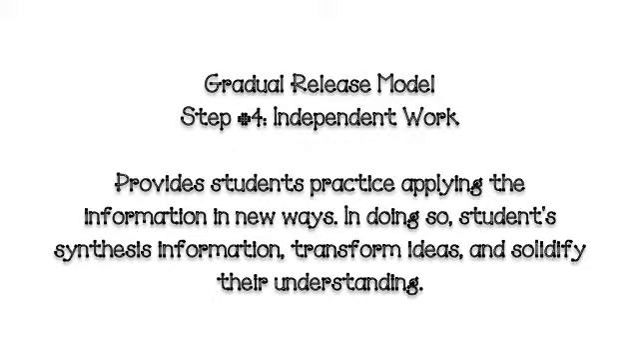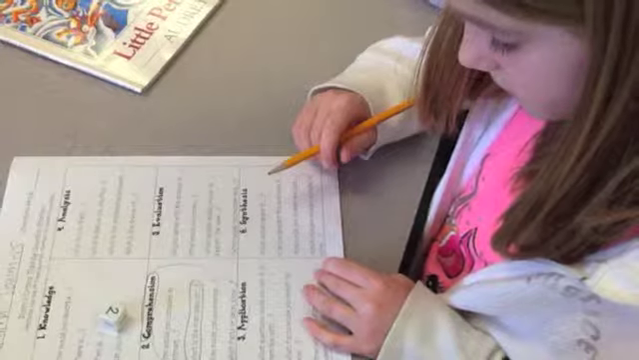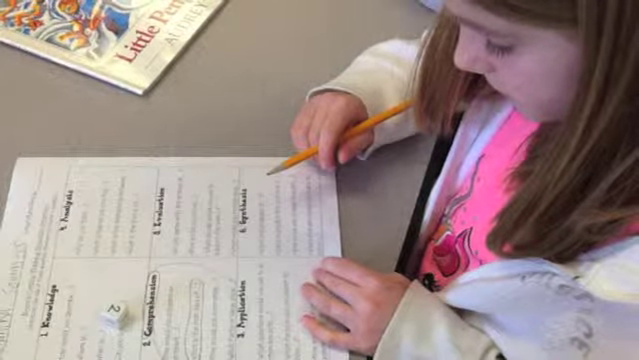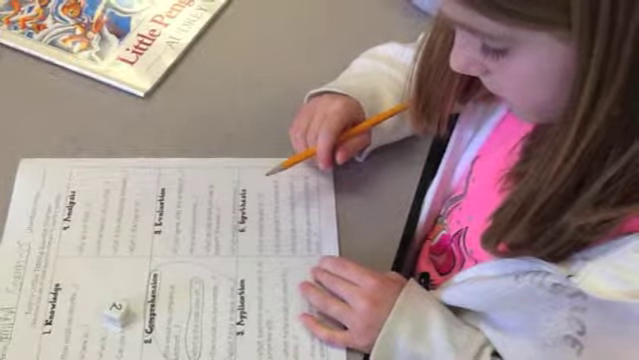The final step in this process is independent work. This provides students practice applying the information in new ways. In doing so, students synthesize information, transform ideas, and solidify their understanding. The following are questions students have written to bring to their literature circle.